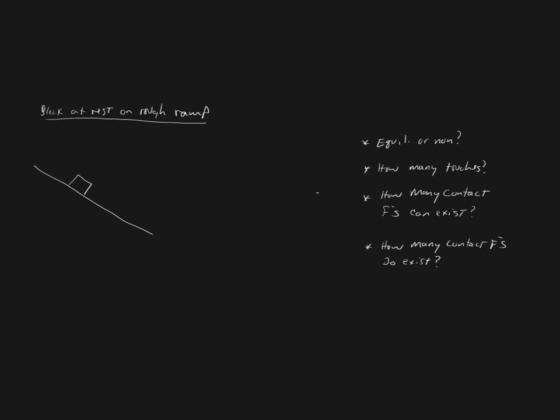Okay, in this example, we have a block which is at rest on a rough ramp. And that's all you know. The block is at rest on a rough ramp. Your task now is to draw an FBD. Please go ahead and answer these questions. And where it says how many contact forces do exist, also list out for your next question how many total forces exist.